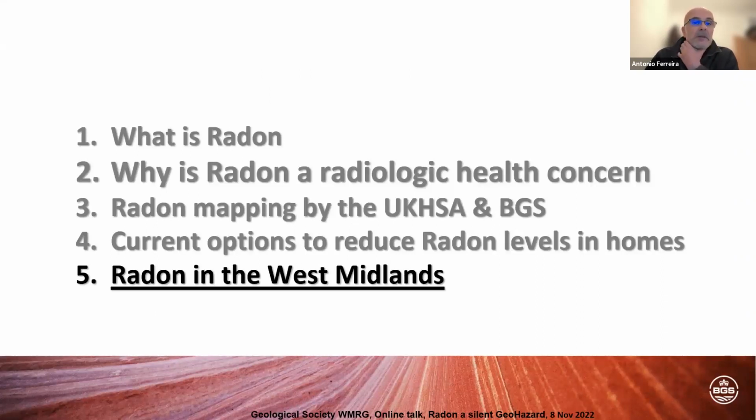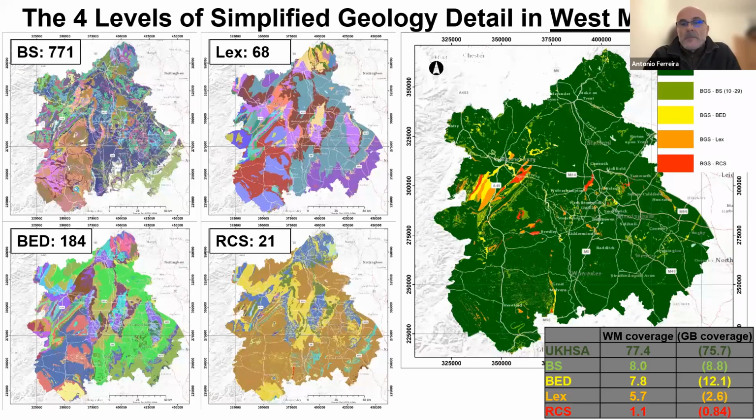Finally, a bit about radon in West Midlands. Here you can see the level of detail of geology combinations: the BS on the top left corner, below it the LEX, the RCS, and the coverage. Each of them was used to compute the radon potential and radon class in West Midlands.